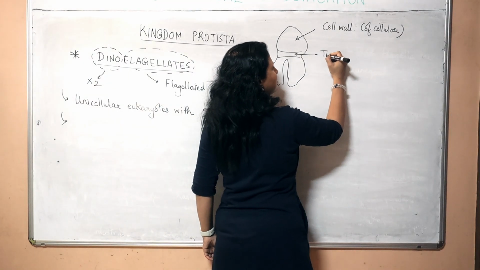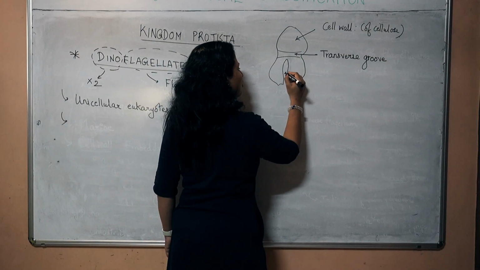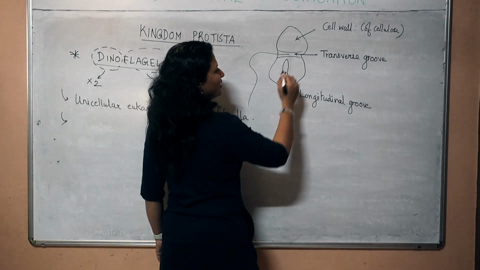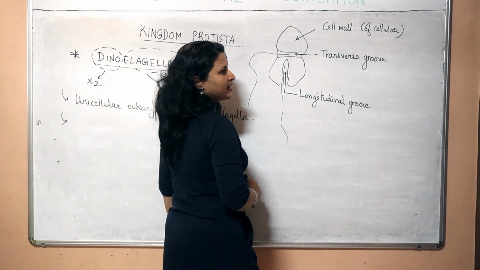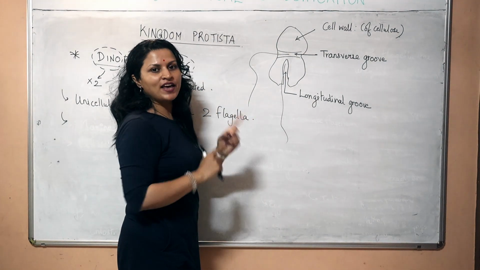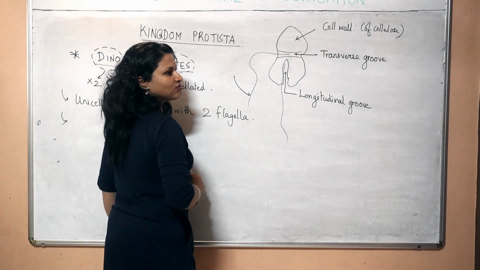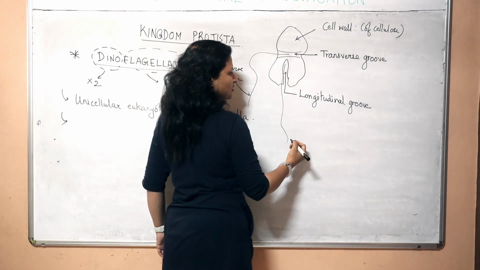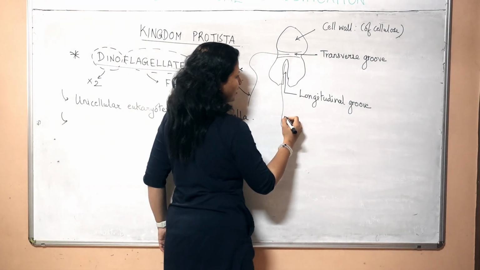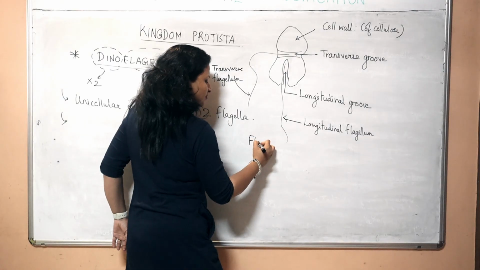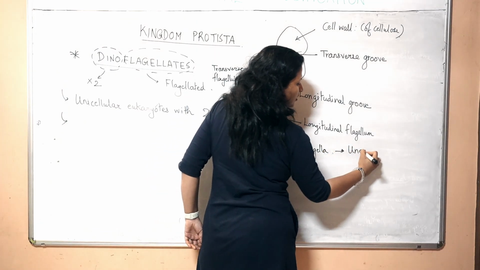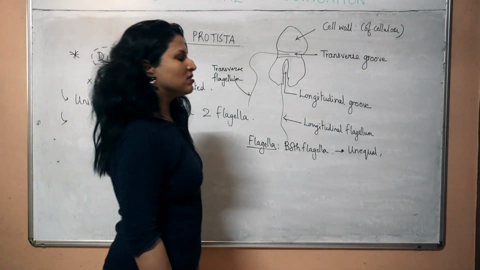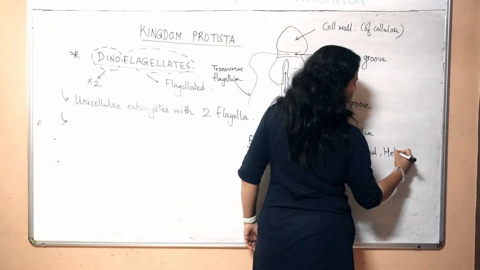The horizontal groove is called the transverse groove, and this groove is called the longitudinal groove. The transverse groove will have one flagellum and the longitudinal groove will have the second flagellum. The flagellum passing through the transverse groove is called the transverse flagellum, and the one passing through the longitudinal groove is called the longitudinal flagellum. Both flagella are unequal. Unequal meaning they may differ in length or structure.